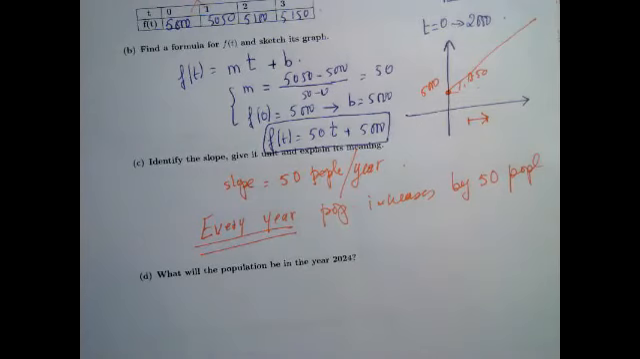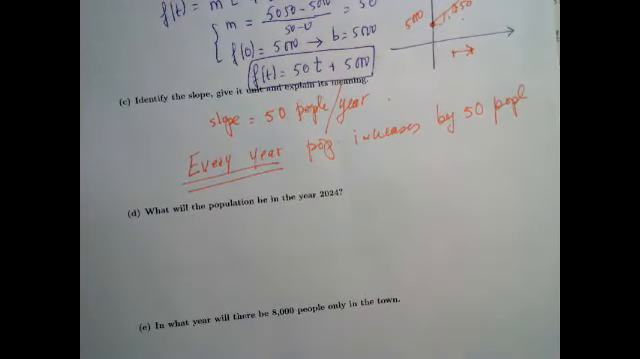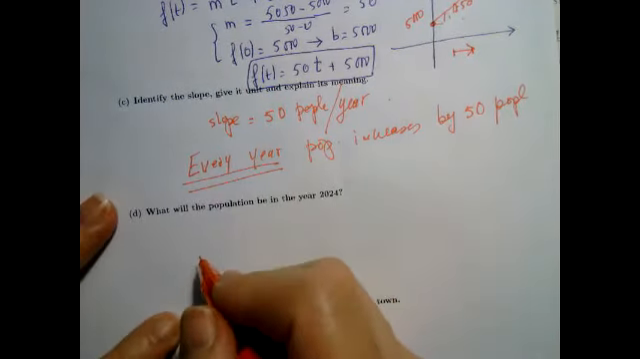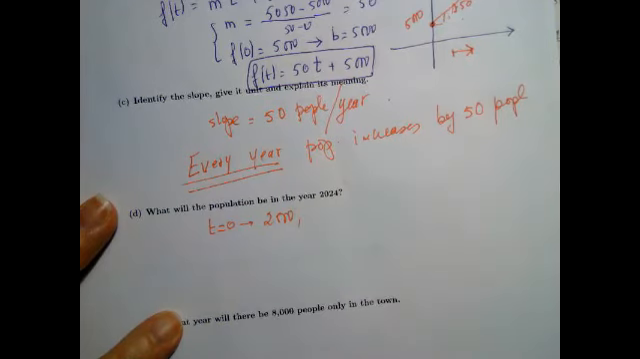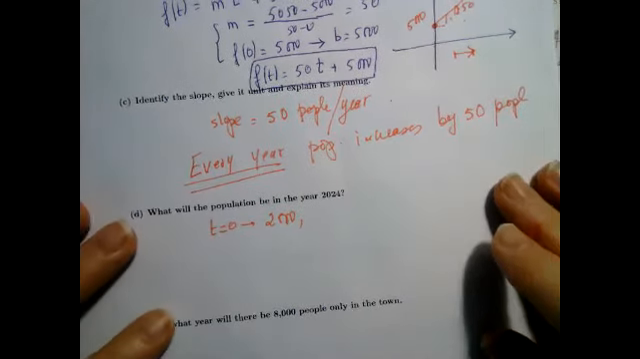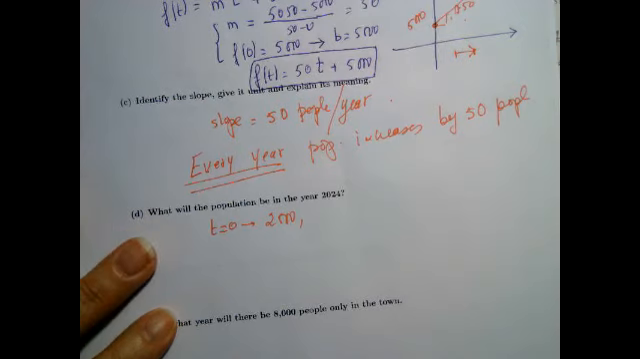All right, D. What will the population be in the year 2014? What are we supposed to do? Did the graph start at 2000? Yeah, t equals 0 corresponds to 2000. Which number represents what? Yeah, t equals 0 corresponds to the year 2000.